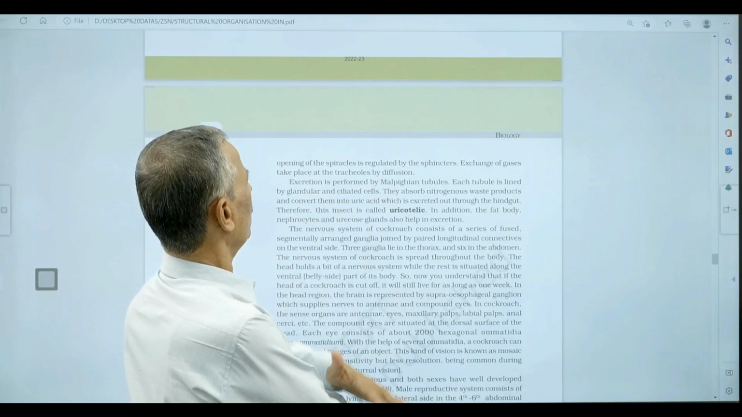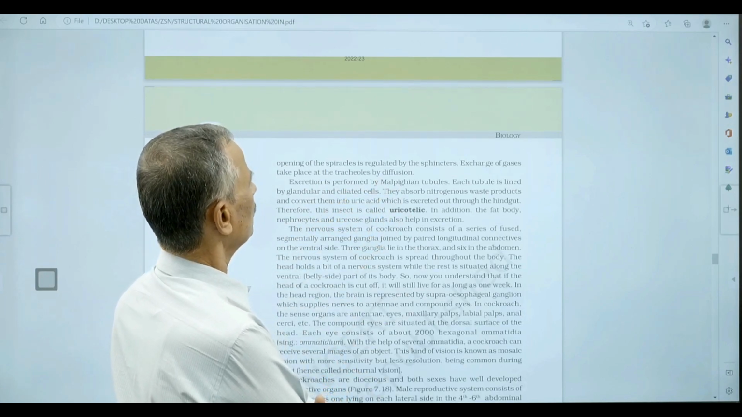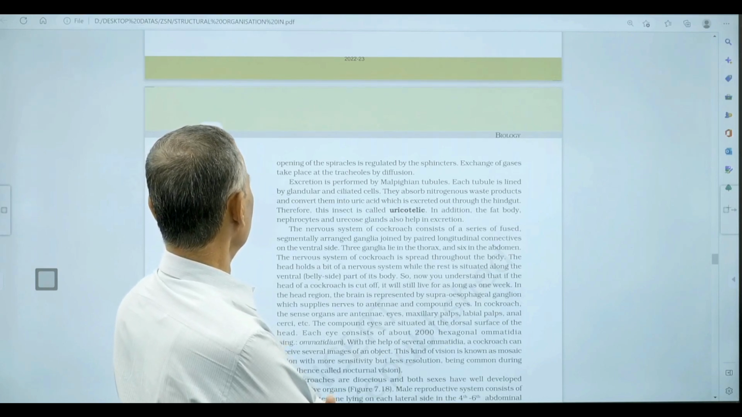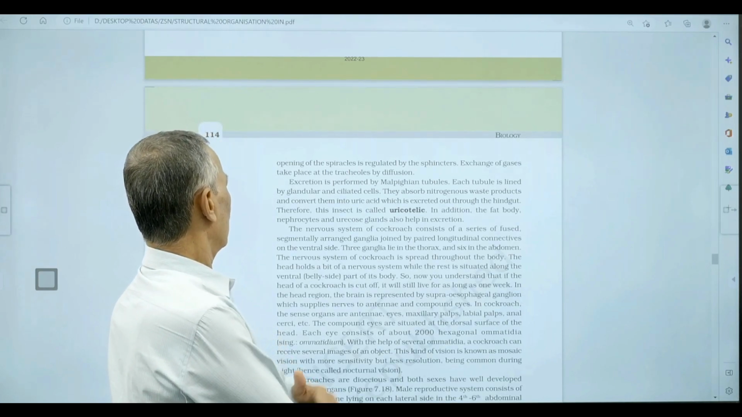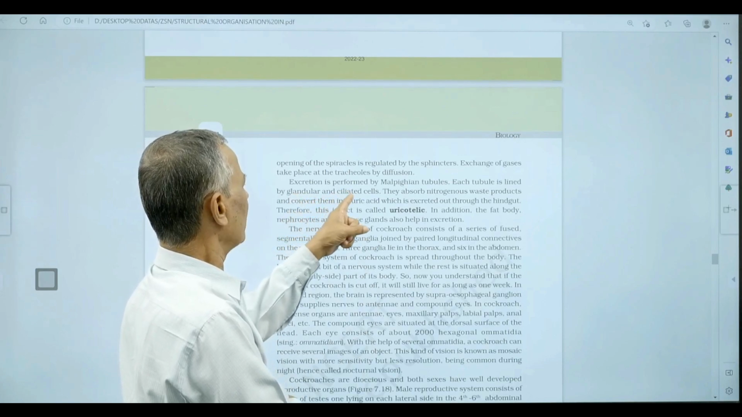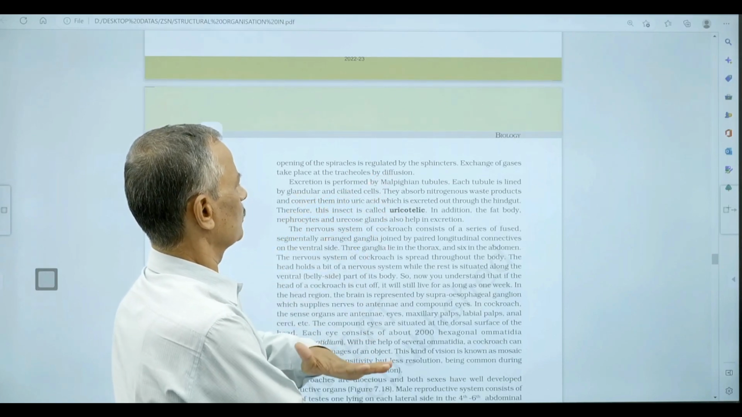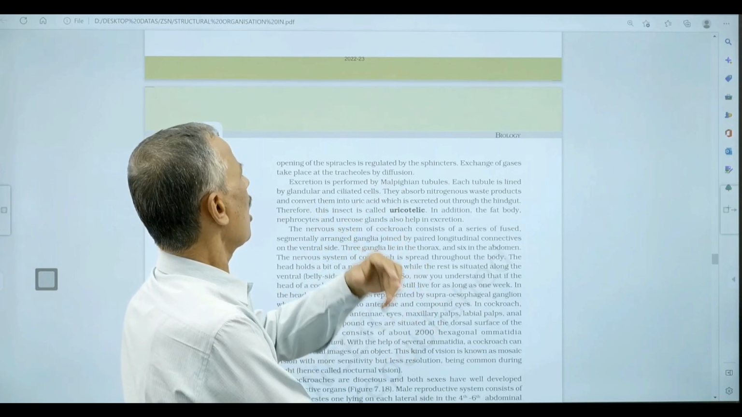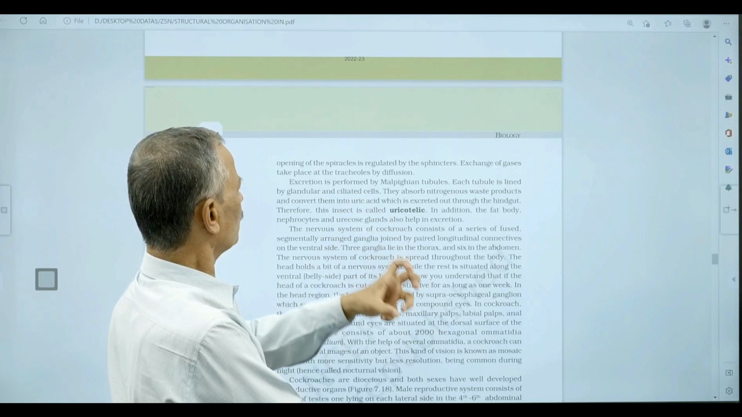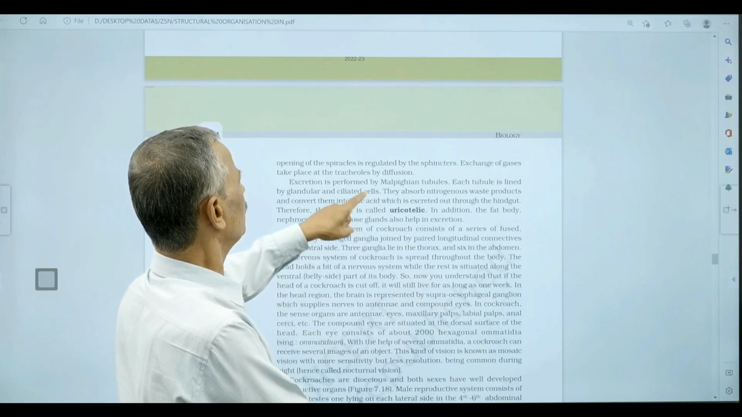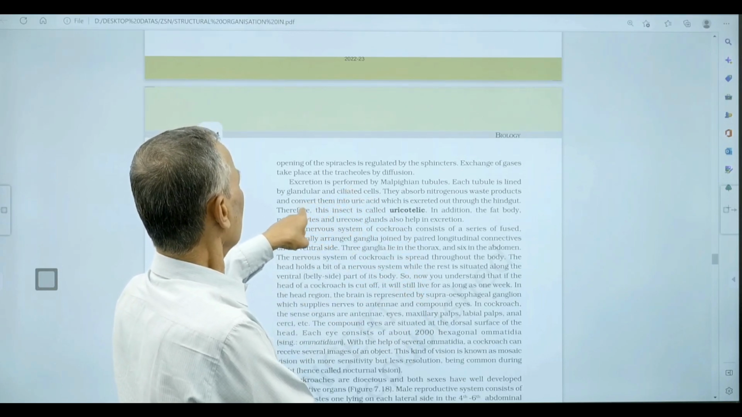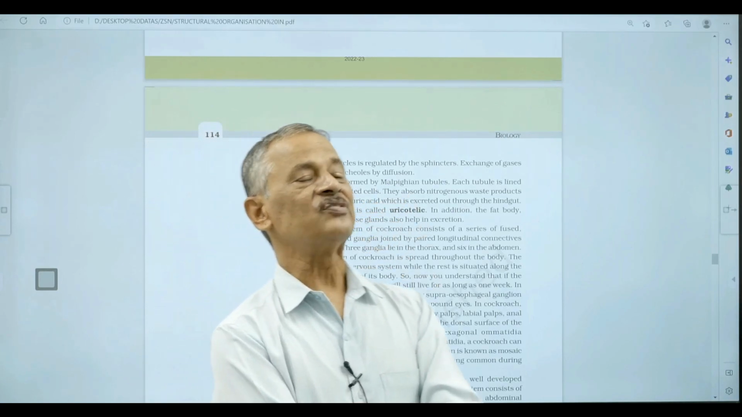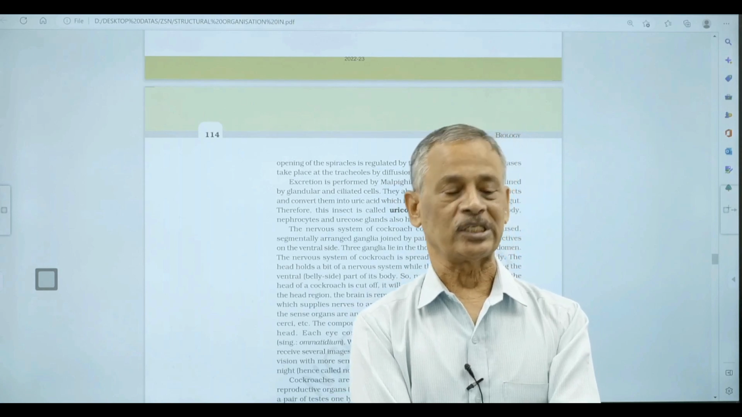Excretion is performed by Malpighian tubules. We have studied that Malpighian tubules are hollow tubular structures which have glandular and ciliated cells on their walls. The waste material from different tissues and organs is released into the blood, and from the blood, these Malpighian tubules will absorb it and convert it into uric acid. So, insects are uricotelic in nature.